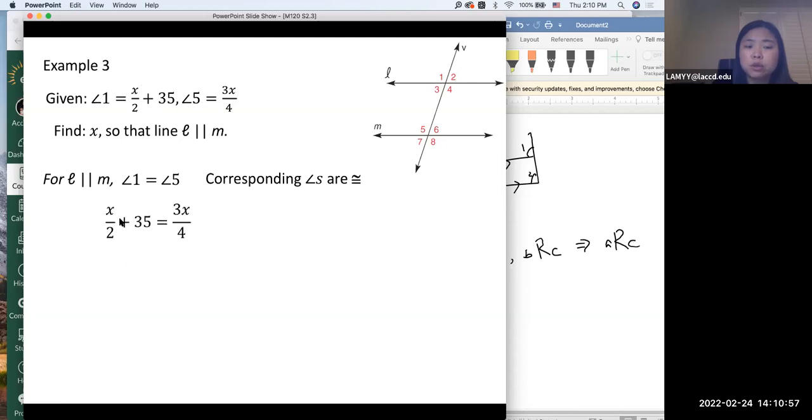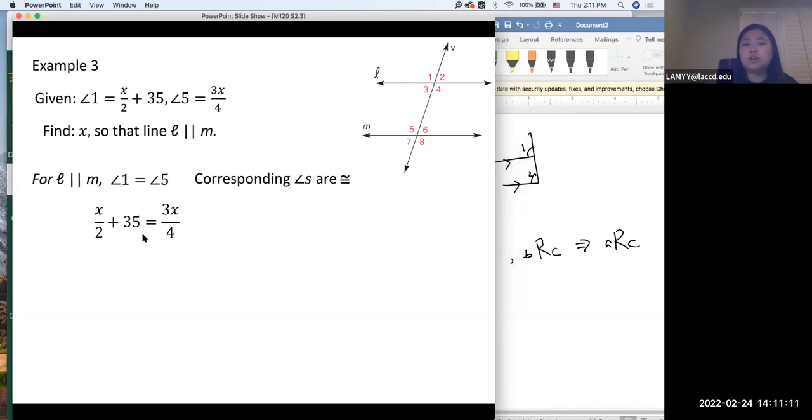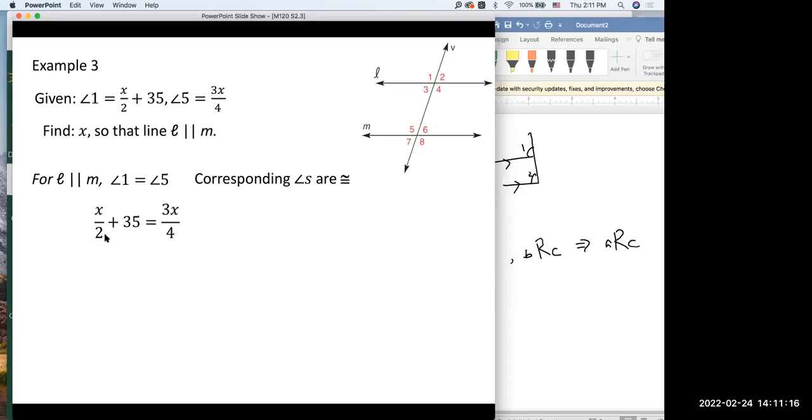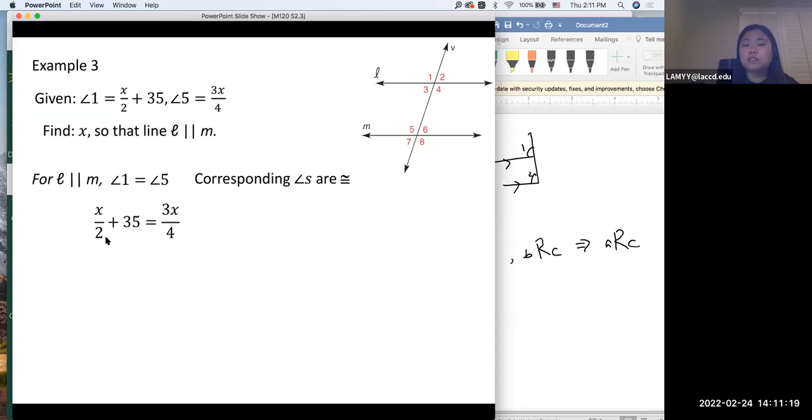Angle 1 equals x over 2 plus 35. Angle 5 equals 3x over 4. Remember how to solve for x here? What is the LCD? 4. Good. I don't want to deal with the fraction, so I'm going to find the LCD of 2 and 4 first. After you find the LCD, multiply the LCD by each term. Remember those steps, right? Find the LCD, multiply the LCD by each term.